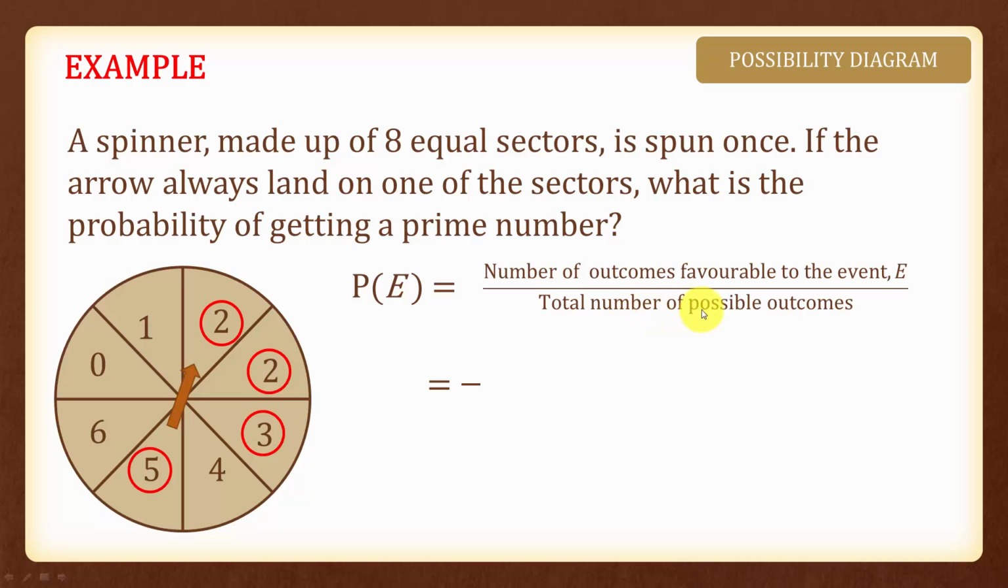And the total number of possible outcomes is, since there are 8 equal sectors, 8 possible outcomes. And the number of outcomes favorable to this event, since there are 4 prime numbers, is 4 outcomes that are favorable to the event, which is getting a prime number. Simplifying, we will have 1 over 2. And therefore, the probability of getting a prime number is 1 over 2.